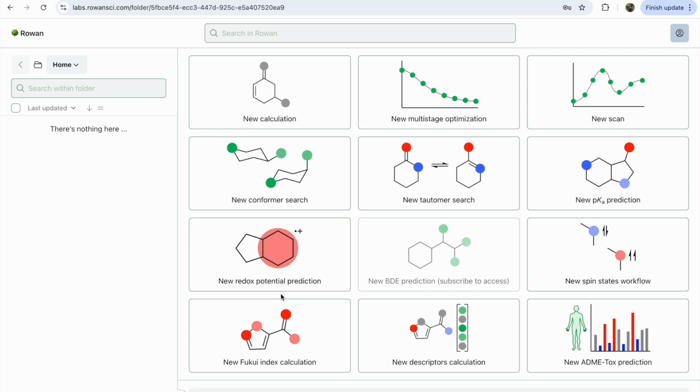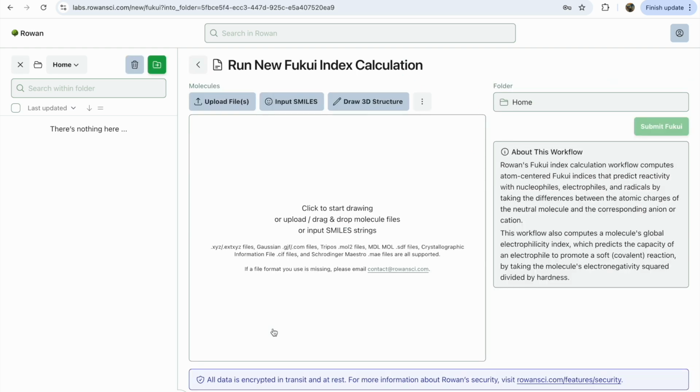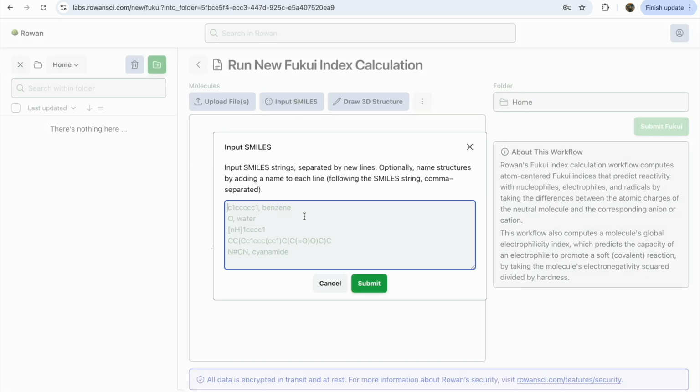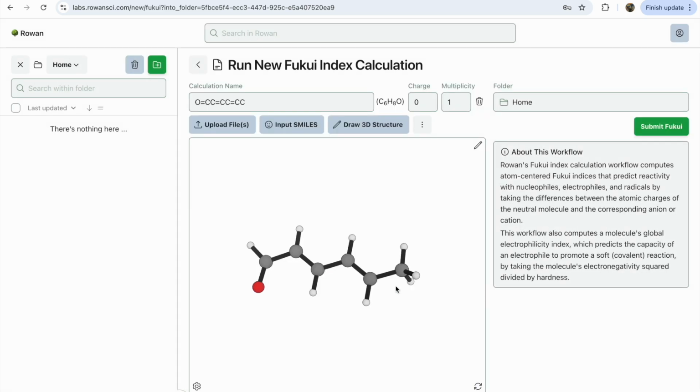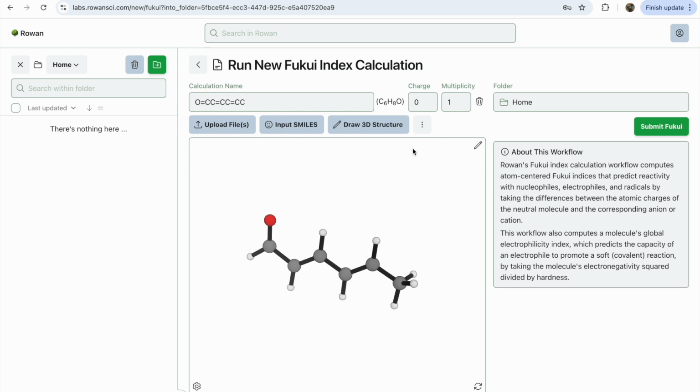So from the homepage of Rowan, we can click on New Fukui Index Calculation here, which takes us to this submission screen. And I'll quickly input a SMILES string for a simple but relatively non-trivial molecule. So we'll look at this extended conjugated system here. Not an alkyne. We have a double bond, a carbonyl, and then we have a diene here, and then we have a methyl group on the end. So this has potentially a lot of different sites of reaction.